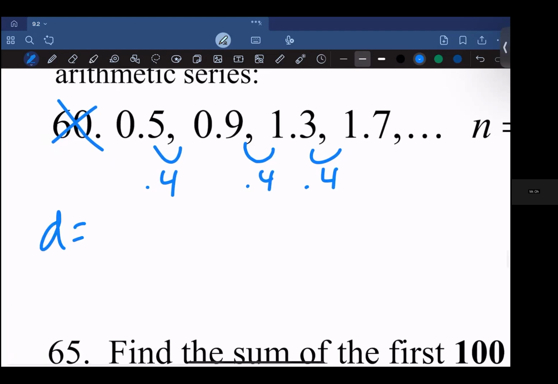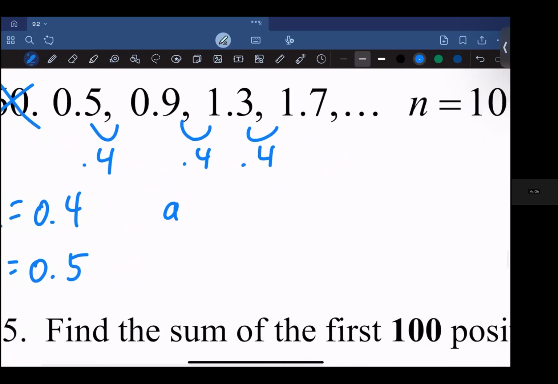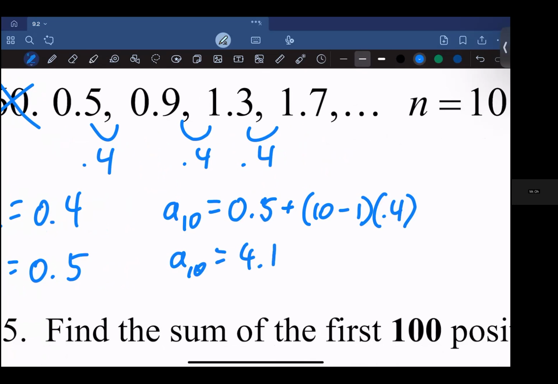The common difference is equal to 0.4, and my A1 is equal to 0.5. That's my first term. So now we're looking for A10. I'm skipping a few steps here of writing the equation, but you guys should be good at it now. I'm going to fill all this in. This should give me an A10 of 4.1.